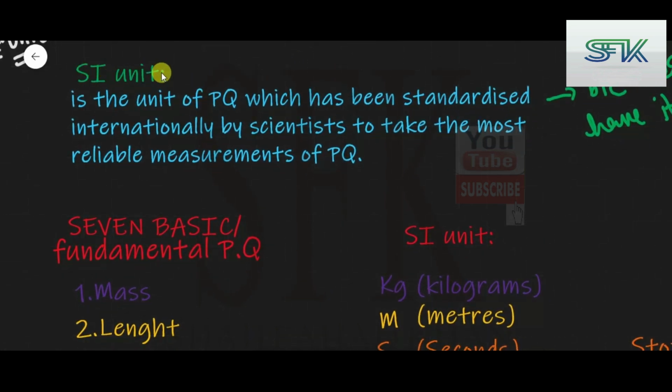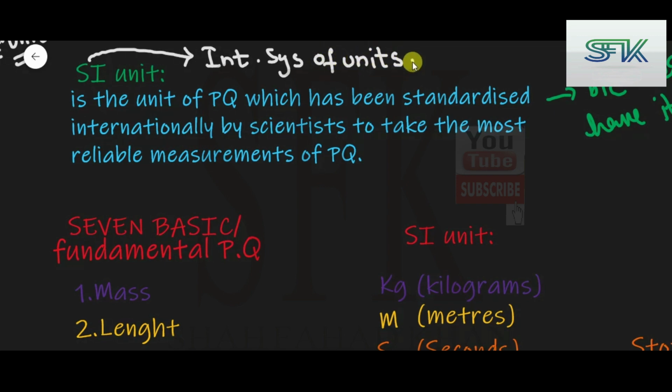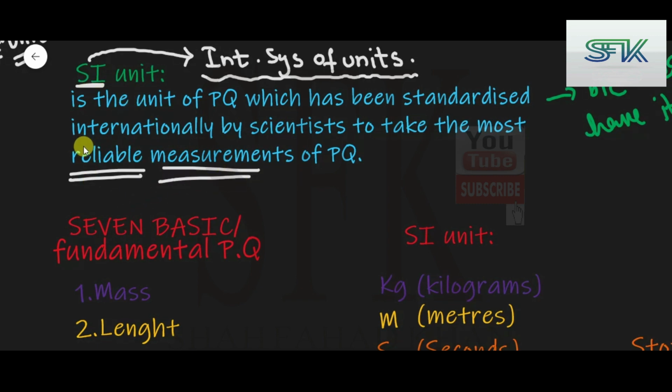The next definition that you are expected to know is SI unit. SI actually means International System of Units. As the name suggests, this is a set of units which is used internationally as a standard. Why do we need to use a standard that is used internationally? Why do we need to standardize it? In order to get the most reliable measurements, and so that we can easily compare the measurements.